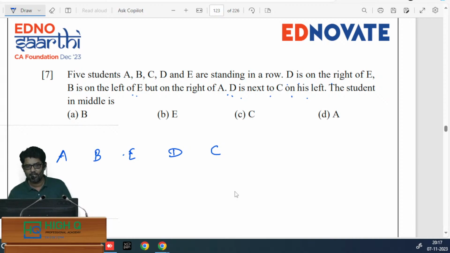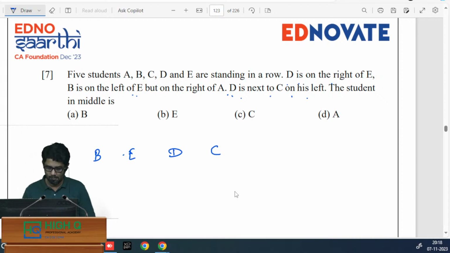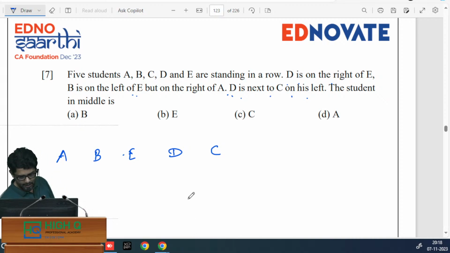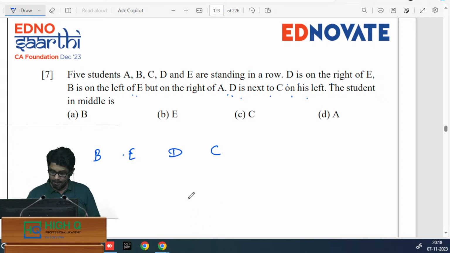I don't know whether the student is continuing or not. Can you please show me the arrangement of the fourth one? A, B, E, D, C. Now the question is, the student in the middle, E. Okay, let me just discuss that fourth one.